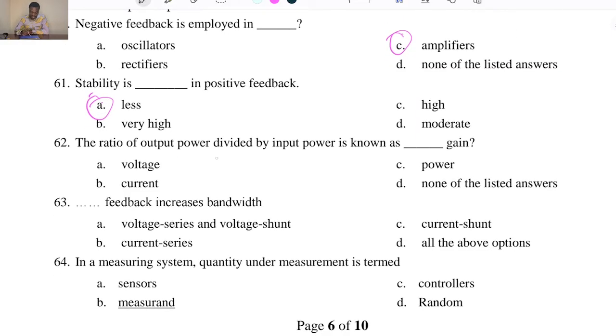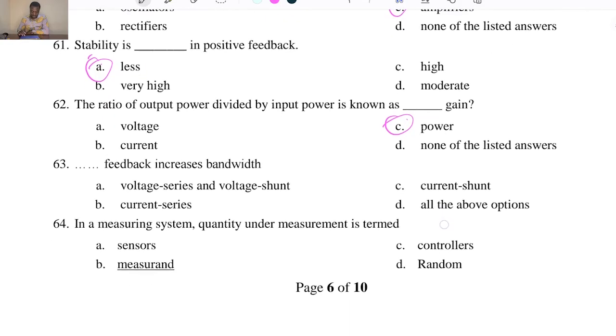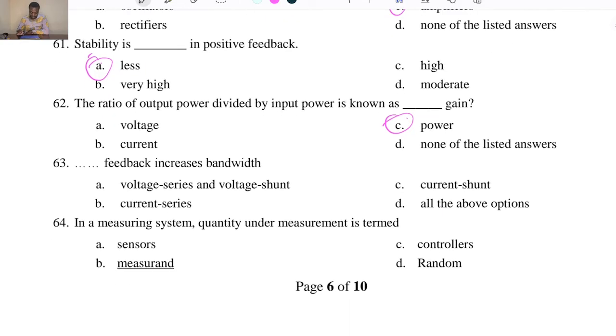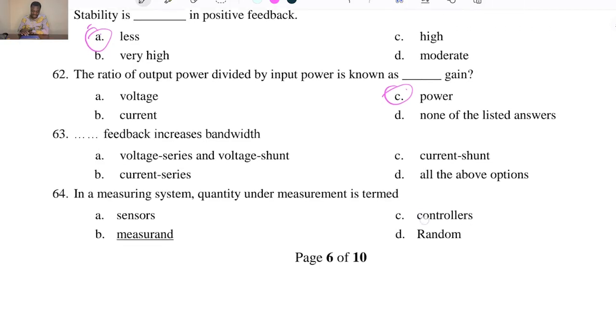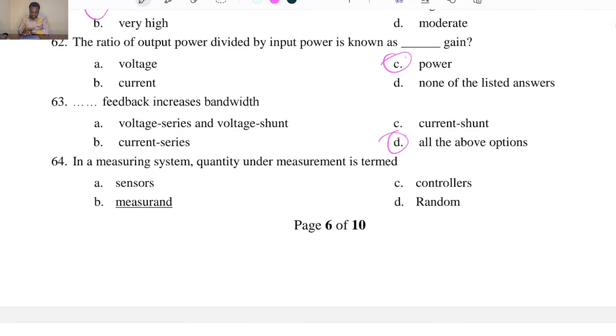The ratio of output power divided by input power is going to give us power gain, right? And feedback increases the bandwidth. We know negative feedback in general increases bandwidth. So all these are negative feedback benefits, and the answer here is all of the above.